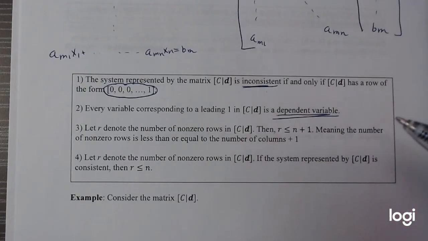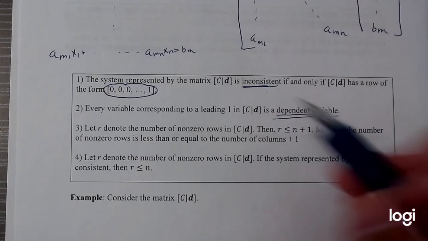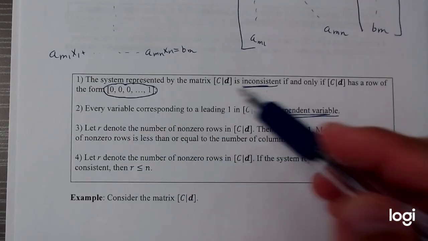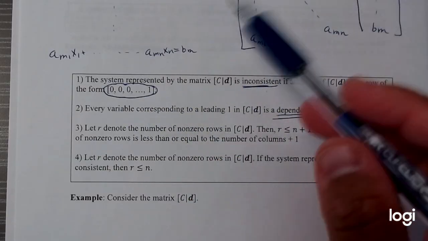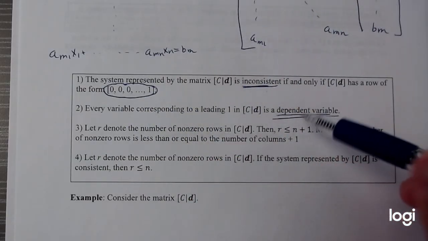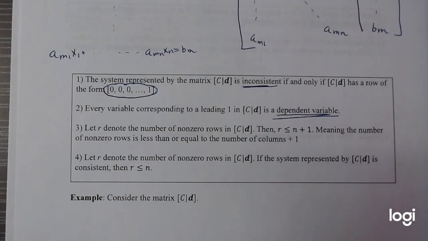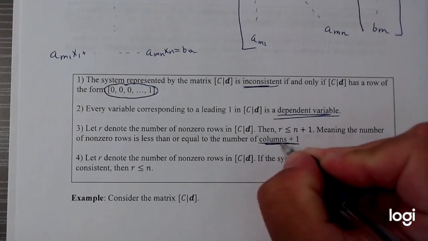Let r denote the number of non-zero rows in this augmented matrix. So again, r is the number of non-zero rows. Basically, not this part, just a bunch of zeros. Non-zero rows have numbers in them. Then r is less than or equal to n plus 1, meaning the number of non-zero rows is less than or equal to the number of columns. That's a little bit of a key later on.